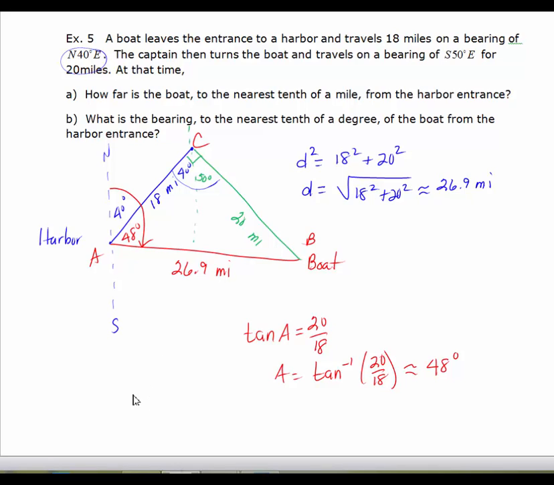So I am going to come from the north, so my bearing is going to be north 88 degrees east. So part A was how far is the boat from the harbor. That's 26.9 miles. And part B, the bearing is north 88 degrees east.